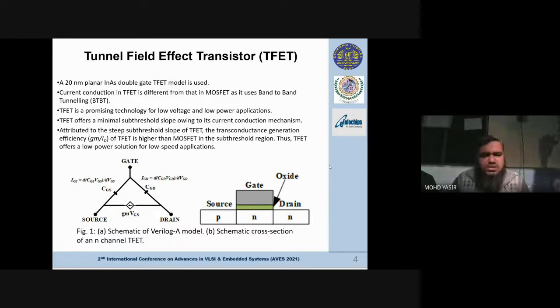Current conduction in TFET is different from that of MOSFET as it uses band-to-band tunneling. TFET is a promising technology for low power and low voltage applications. TFET offers a minimal subthreshold slope owing to its current conduction mechanism, that is band-to-band tunneling. The transconductance generation efficiency, that is gm/ID, of TFET is higher than MOSFET in the subthreshold region. Thus, TFET offers a low power solution for low speed applications.